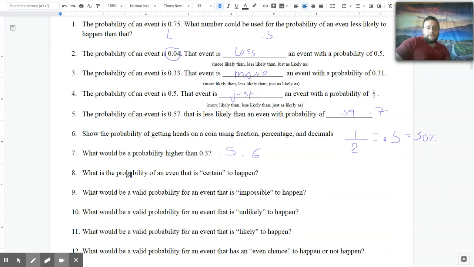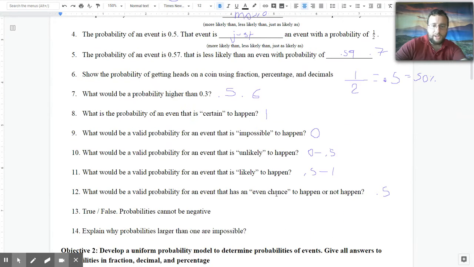So what is the probability of an event that is certain to happen? Speaking of which, that is 1. What is the probability of an event that is impossible to happen? That is going to be 0. What is the probability of an event that is unlikely to happen? That's going to be between 0 and 0.5. What is the probability of an event that is likely to happen? That is above 0.5, but less than 1. All right. And then what would be a valid probability for an event that has an even chance to happen or not happen? That would be exactly 0.5.